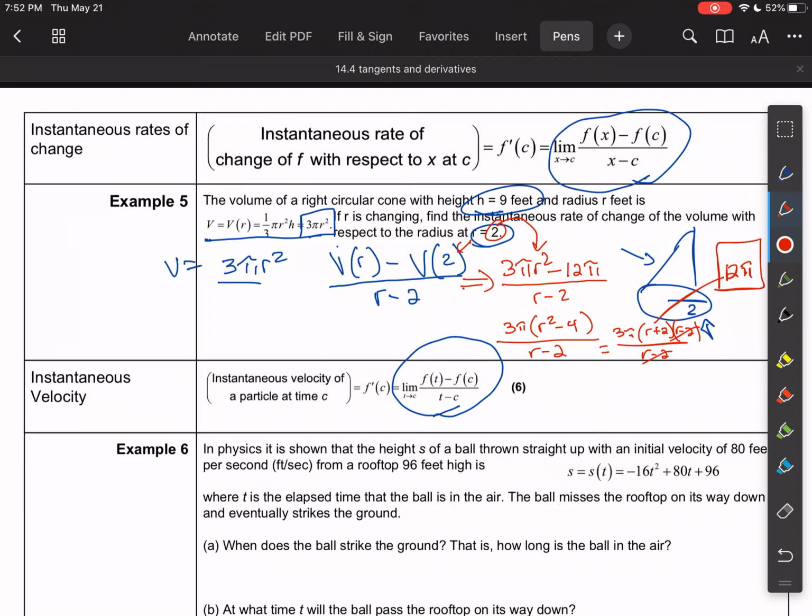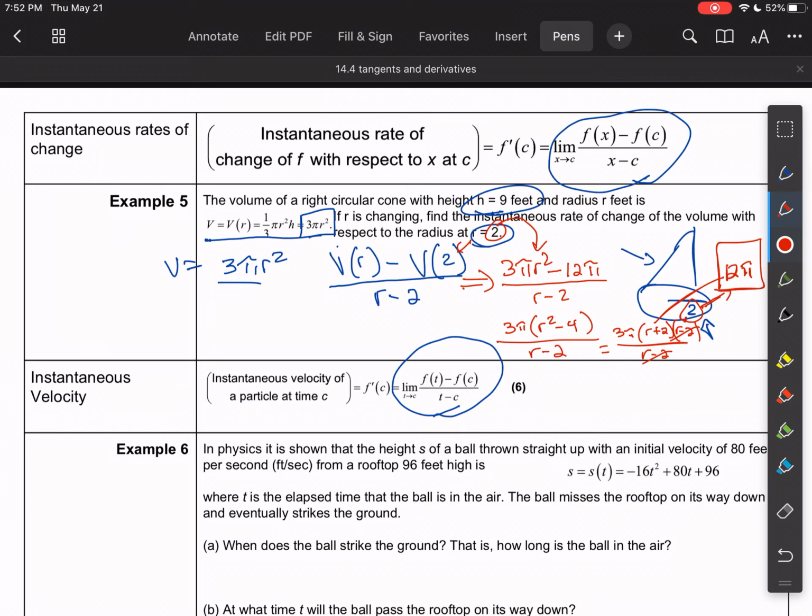So what does this answer mean? This answer means that as my radius goes up by a foot, the volume of the cone goes up by 12 pi. If it shrinks by a foot, it goes down by 12 pi. So the rate of change in regards to 2 is that for every foot from 2, the volume is going up at a rate of 12 pi.